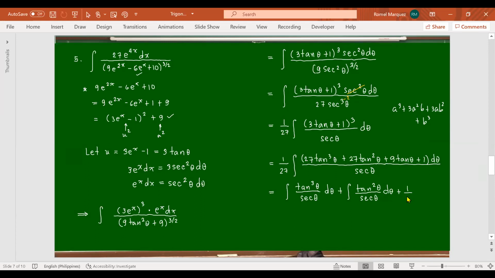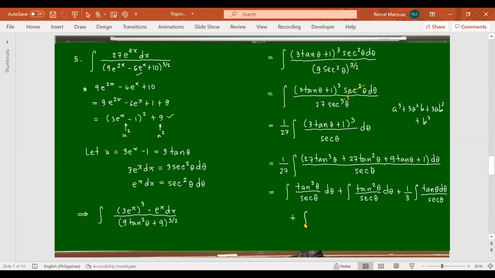9 over 27, that is 1/3. Am I correct, guys? 1/3. This time, tangent over secant. So integral of tangent theta d theta over secant. Okay, guys. Is there a remaining one? Yes, there is one more, no?